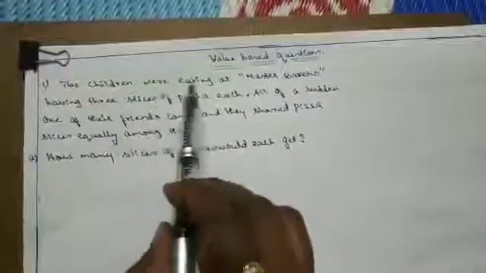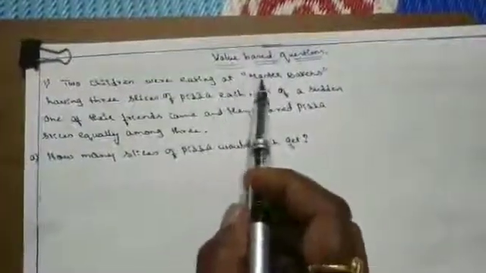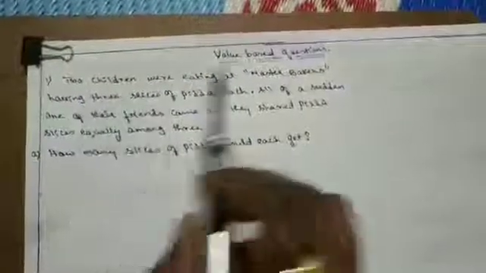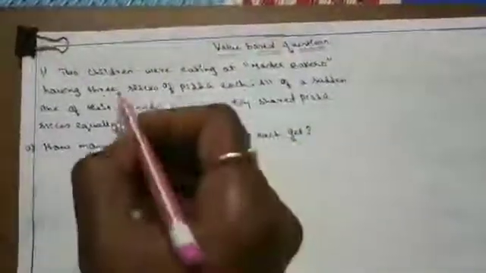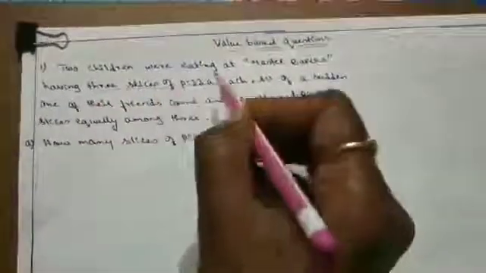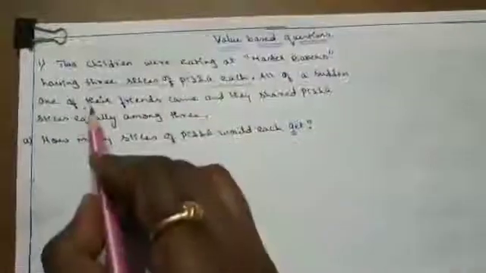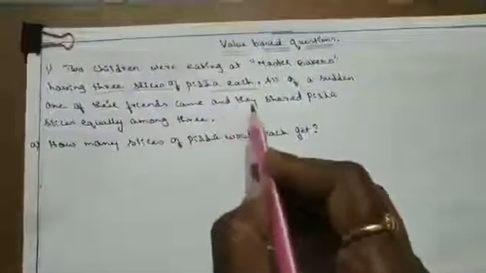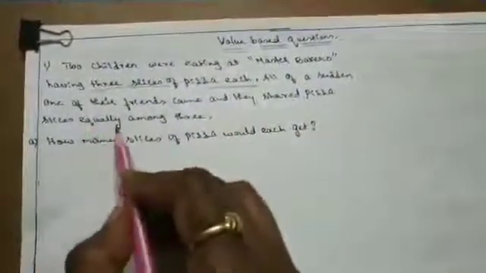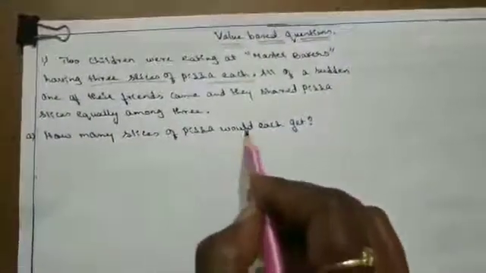Okay, we'll move to value based question children now. So moving to value based question. First question. 2 children were eating at Master Baker's having 3 slices of pizza each. How many slices? 3 slices of pizza each. Okay. All of a sudden, one of their friends came and they shared the pizza slices equally among 3. How many slices of pizza would each get?